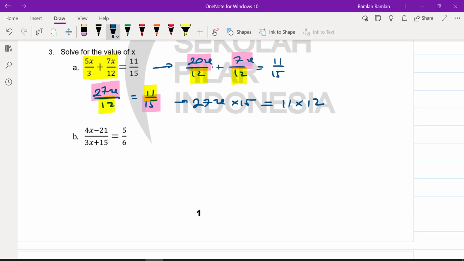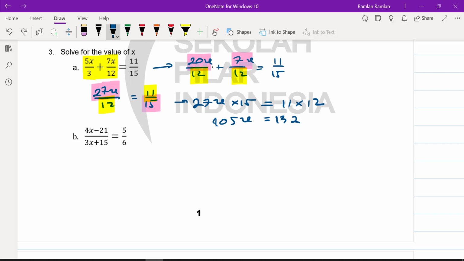Right? Okay, now you can actually use a calculator for this one. 27 multiplied by 15 equals 405. So this is 405x. On the right side, 11 times 12 is equal to 132, right? Okay, the last step again: since we need to make the x alone on one side of the equal sign, we need to get rid of this. So by what? By dividing both sides by 405.